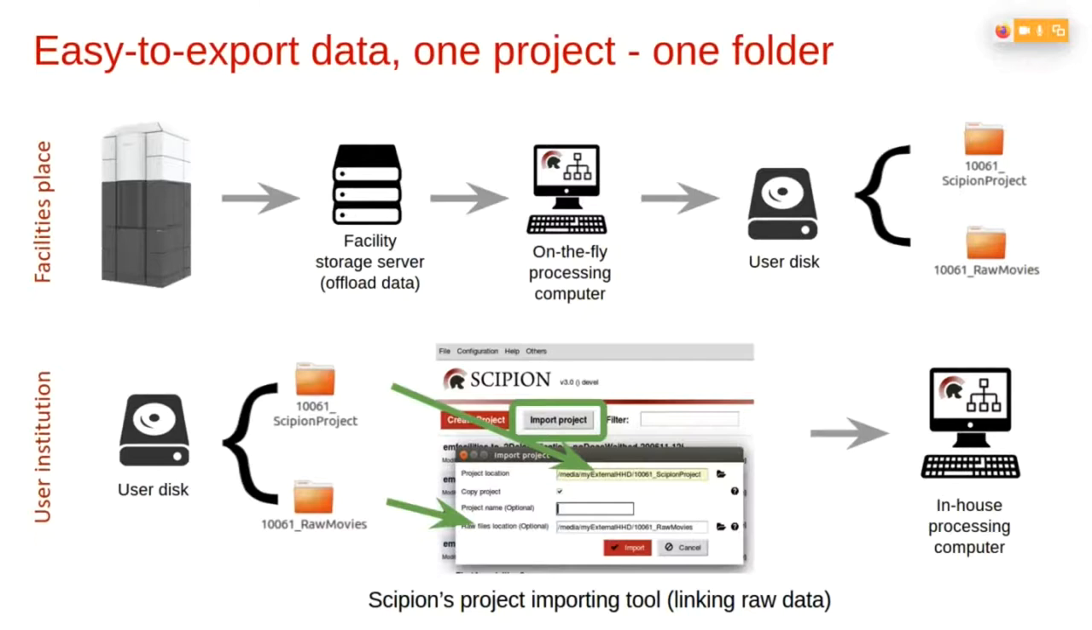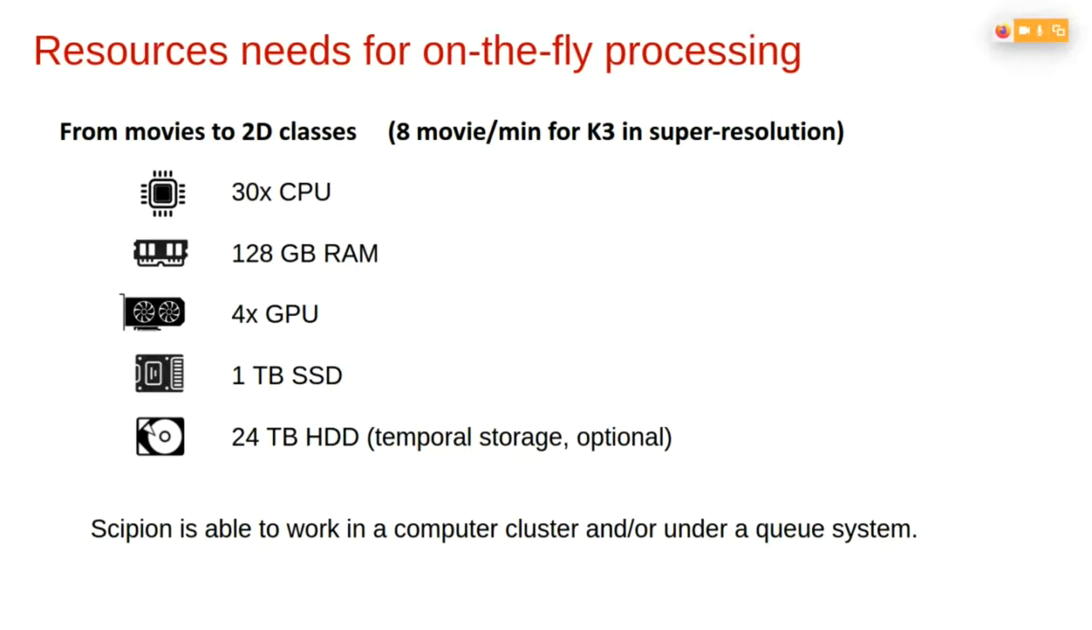Well, the resources needed to follow the online on-the-fly processing are difficult to give as fixed numbers, because you have seen that the workflows are very customizable. But to give some numbers, for a workflow from movies to 2D classification, with an acquisition rate of 8 movies per minute, using movies from the K3 in super resolution, we need a 30 CPU machine with 128 gigabytes of RAM and 4 GPUs.